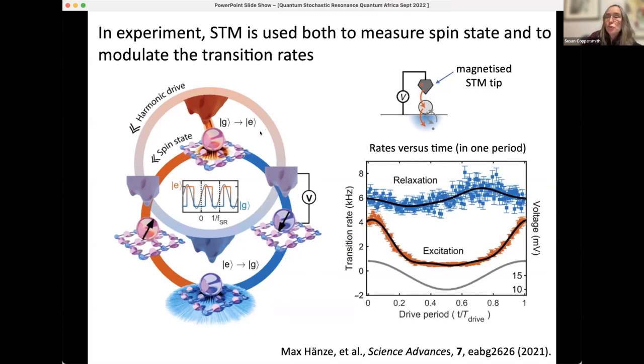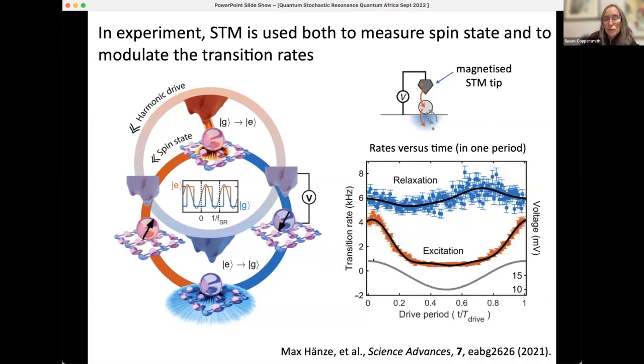So again, you drive the voltage, but the voltage changes the transitions, and yet you measure just the current, and you can drive and measure with the same STM tip. The first thing that you do when you do this, you just say, well, let's look at what these transition rates are. Now, because they're voltage dependent, they now depend on time. Every time you go through a drive period, the relaxation goes from the upper state to the lower state. You see it's essentially constant. But then the excitation rate varies by quite a lot. It varies by about a factor of 3.